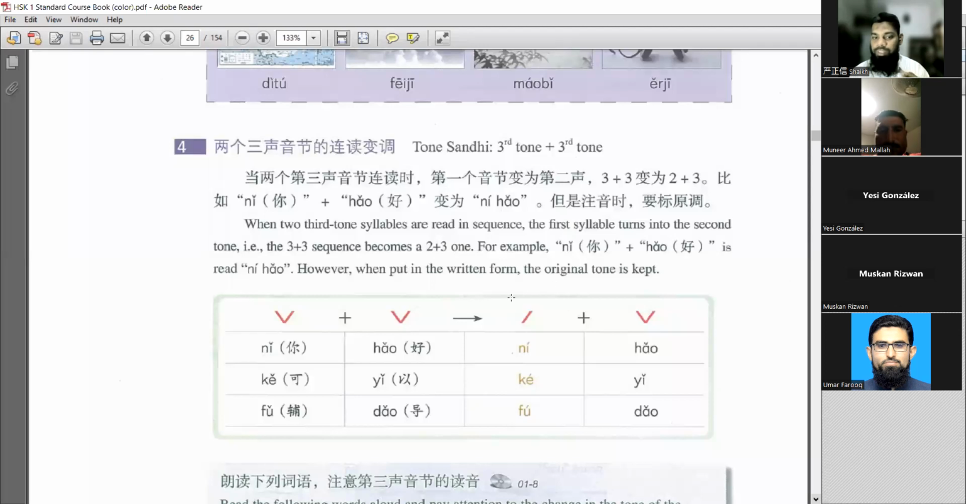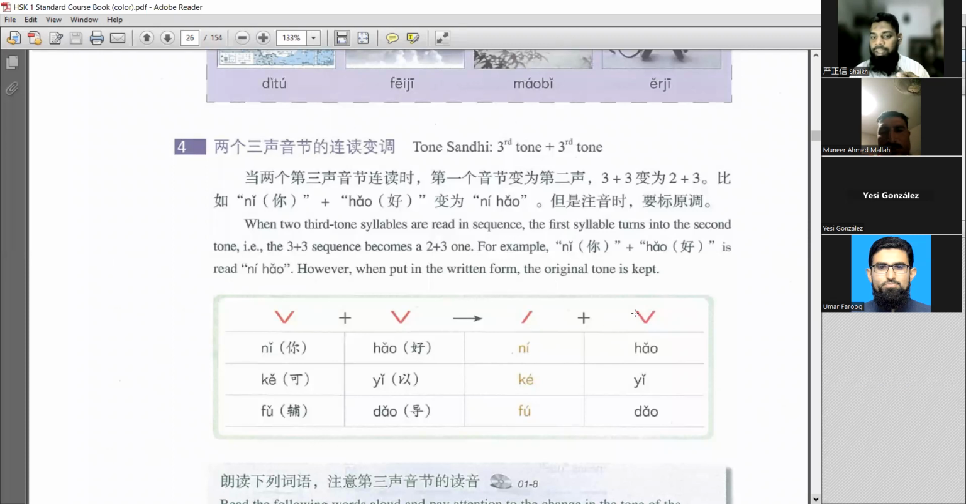2 plus 3 means you change the first one into the second tone, and the second, third tone remains the same. This first third tone will change into the second tone. This is the rule in Chinese, so you have to do this.